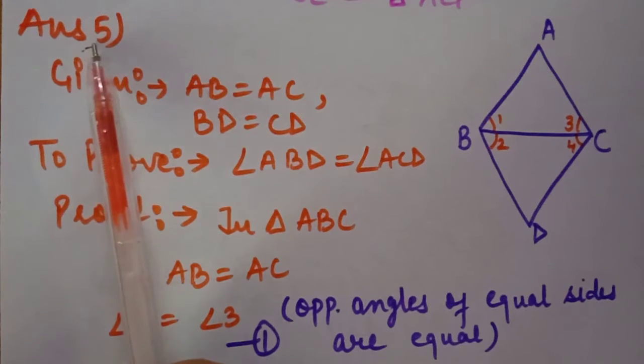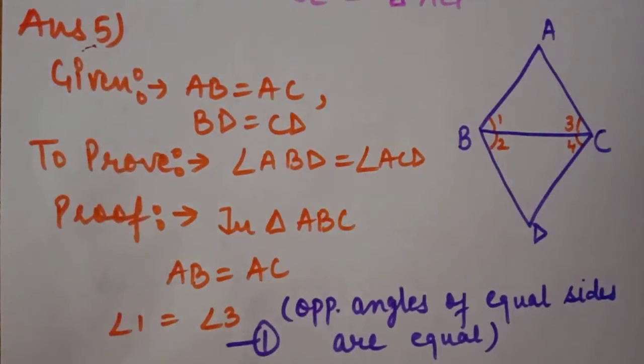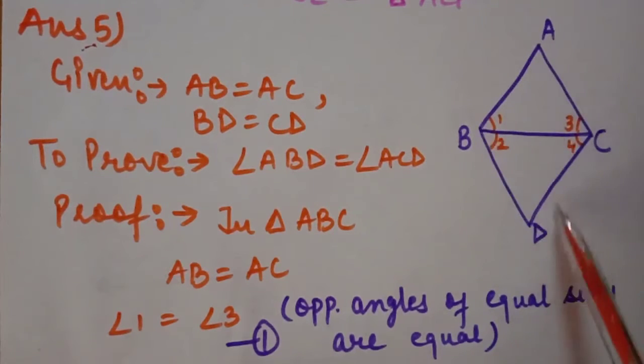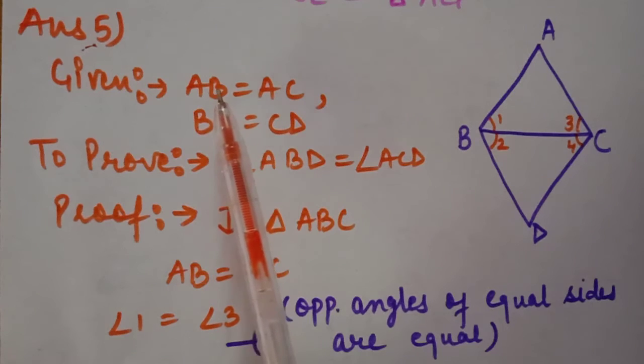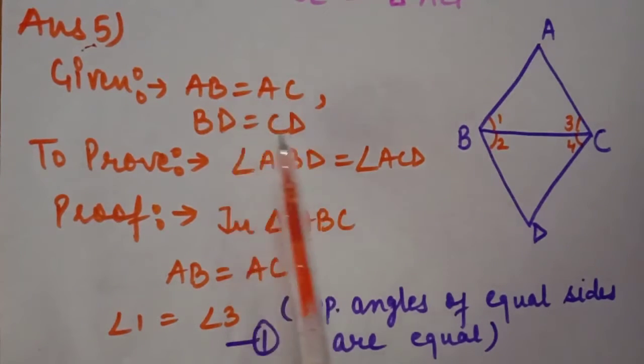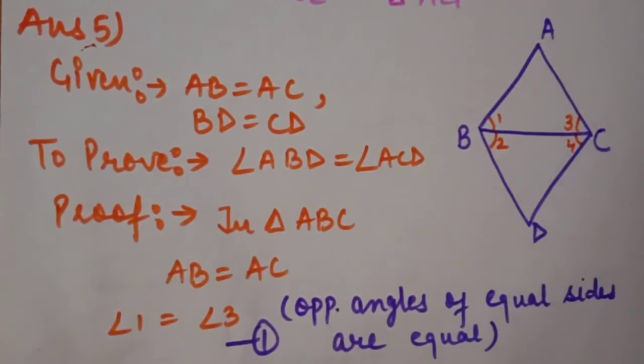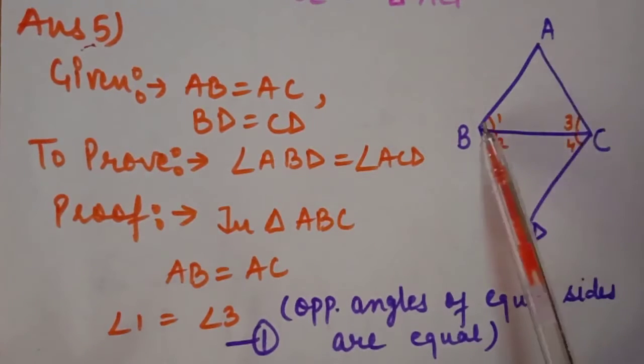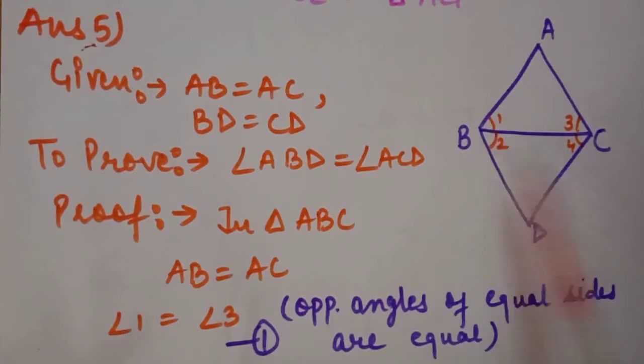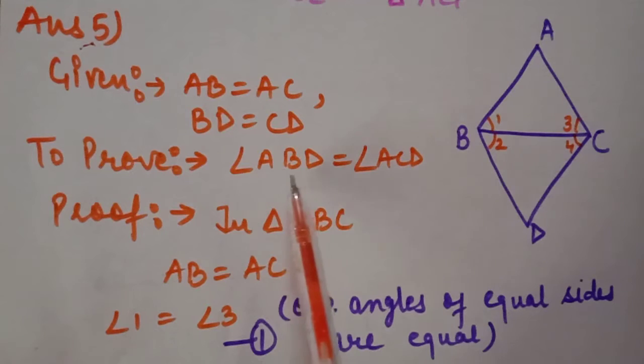This is your question number 5 from your exercise 7.2. Question number 5 from exercise 7.2: ABC and DBC are two isosceles triangles. Isosceles triangle means two sides are equal to each other. So what is given? Because it is isosceles, AB is equal to AC and BD is equal to DC. With the same base BC, show that angle ABD, it means this angle, is equal to ACD. We have to prove it.